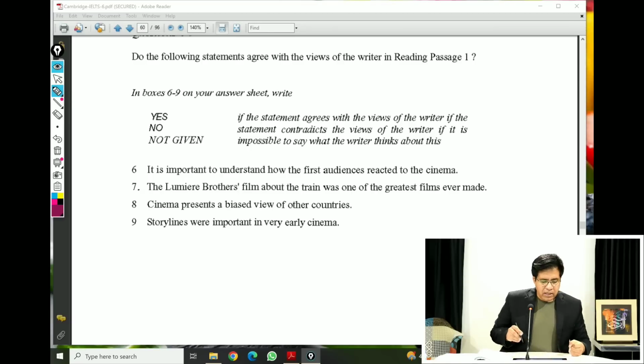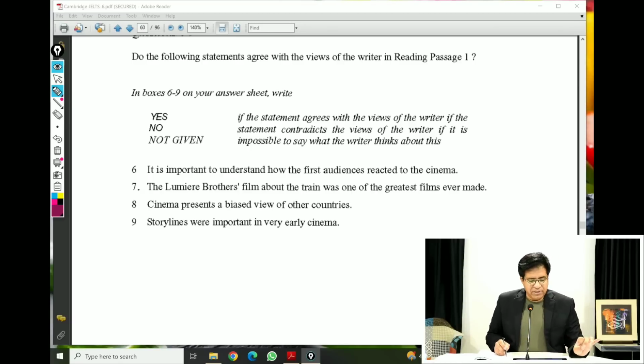So we've got this question here. Yes, no, not given. Question number 6. Now, yes, no, not given checks writer's claims or writer's views. True, false, not given, they are for factual information. Yes, no, not given, that is for writer's views. And a very common mistake which many students do, instead of yes, no, they write true, false. Instead of true, false, they write yes, no.